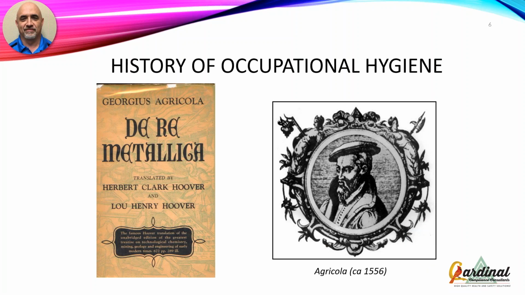Then we had Agricola in 1556, who wrote one of the first books on occupational hygiene called De Re Metallica. And what he did is he talked about the diseases associated with miners, and he's the first guy who actually came through and said, you know what? We can protect these folks. Ventilation, respiratory protection, things like that.